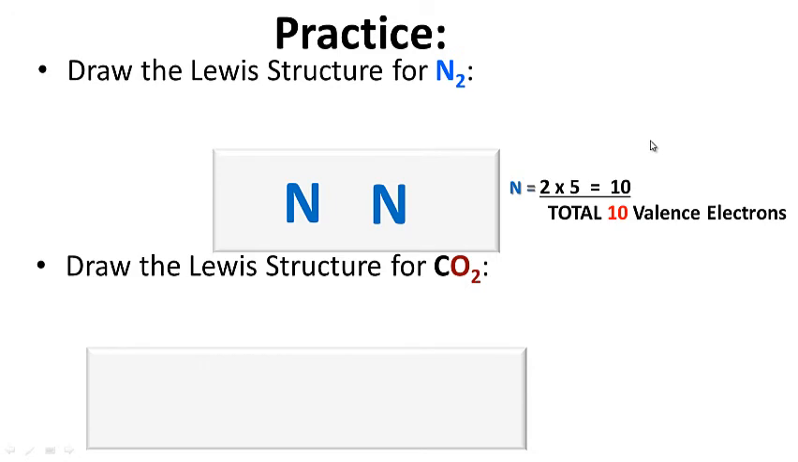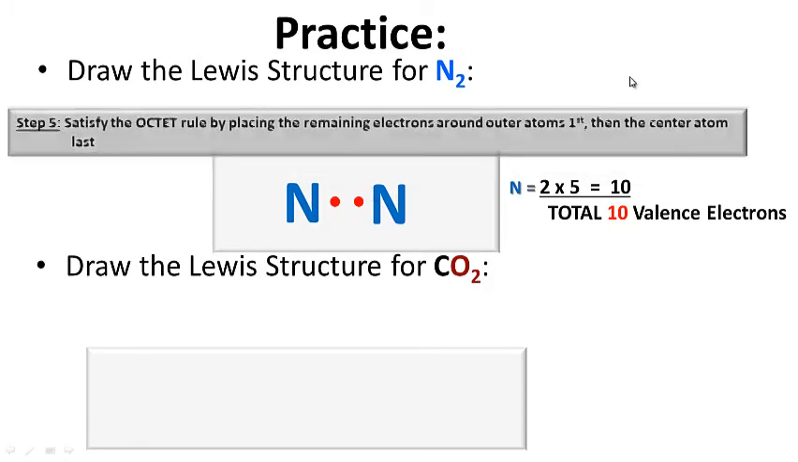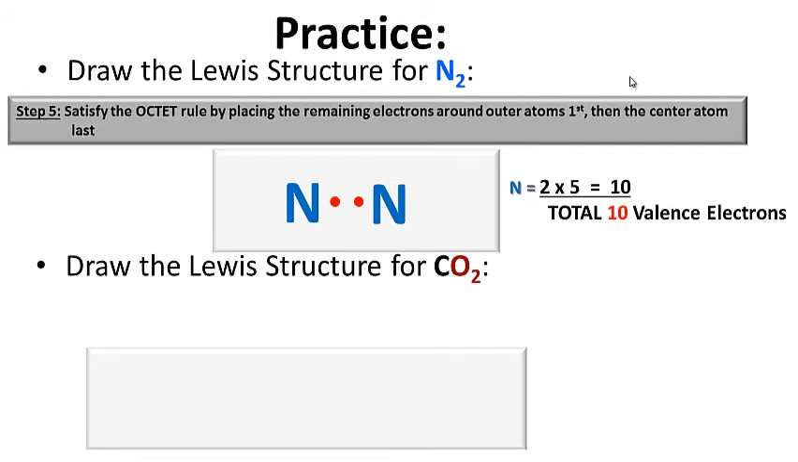Step 3, let's just add in our other nitrogen atom here. Step 4. Place bonding pairs of electrons between them because we know they're going to bond. The question is, is it a single, double, or triple bond? Well, we can already place 2 electrons there. Step 5. Satisfy the octet rule by placing the remaining electrons around the outer atoms first, then the center atom last. So we've used up 2, we have 8 more left. We can start placing those 8 electrons around the outer atoms first. And there we go. We've used up our 10 electrons.